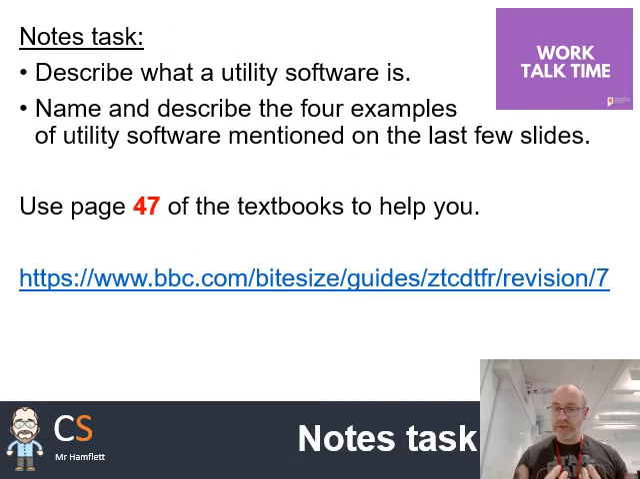So now it's time to do a little bit of a notes task. Okay, so using OneNote, as we always do, you need to describe what utility software is. Okay, this is system software. You must make sure inside your notes you talk about system software. You then need to talk about the 4 types and explain them. Now, your textbooks on page 47 will go through that in a little bit more detail for you, and you can use that when you are creating your notes, okay?